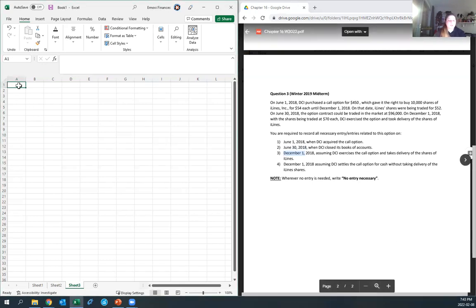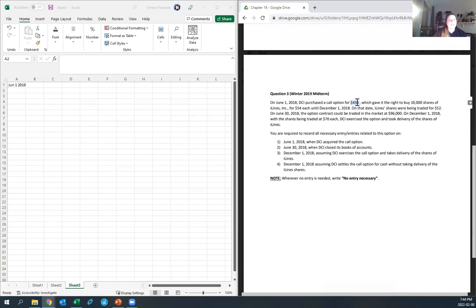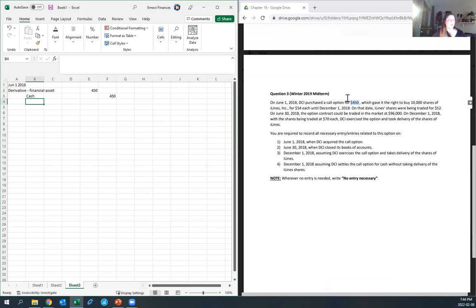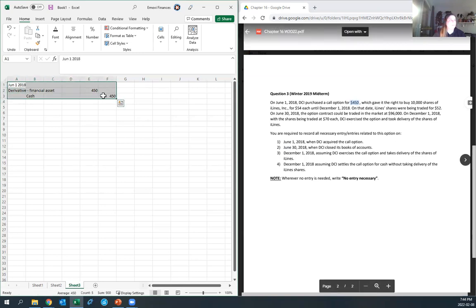So first on June 1st, 2018, when they acquired the call option, they say that they purchased a call option for $450. So that's what we're going to record in the books for DCI. So they're going to have a derivative financial asset for $450, and you're going to credit your cash amount for $450. If they said that they entered into an option contract without paying any costs, so zero, you don't have this entry.